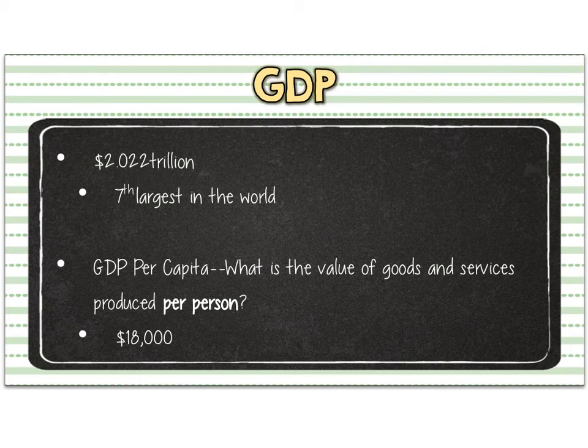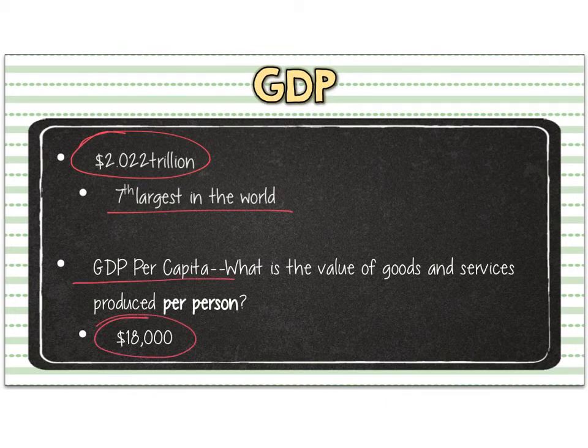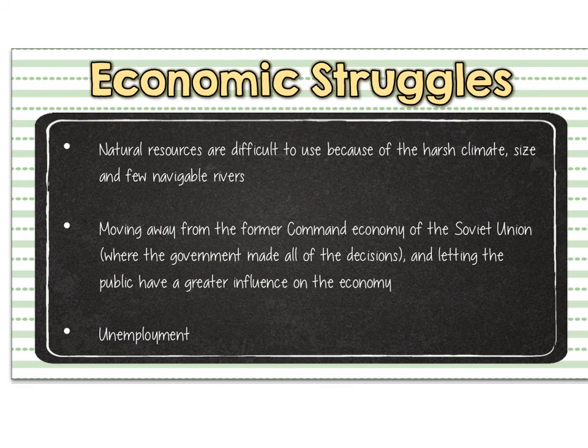Okay, for Russia's GDP, I want you to put 2.22 trillion. That's the seventh largest in the world. Under GDP per capita, I want you to put 18,000. That's the value of goods and services produced per person in Russia. Russia also has some economic struggles. I want you to pause the video and write these economic struggles under the economic problems section of your notes.